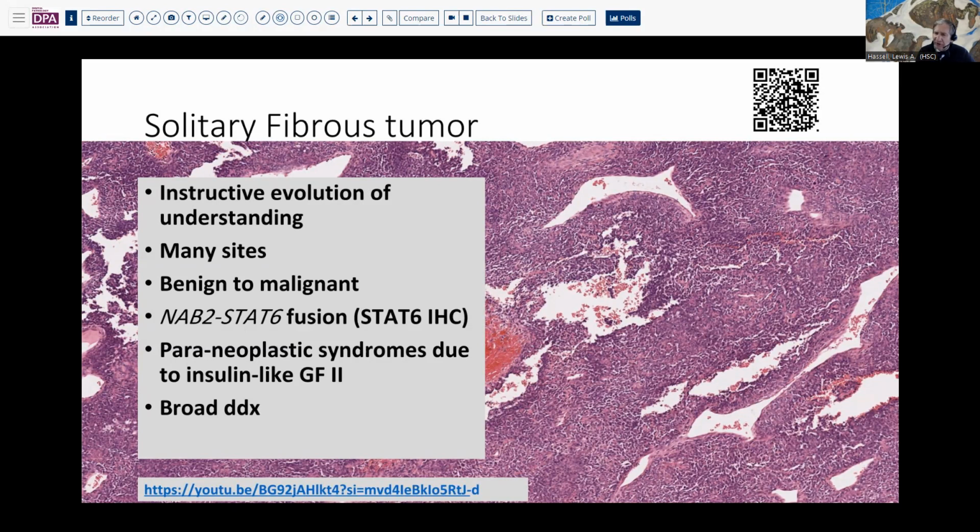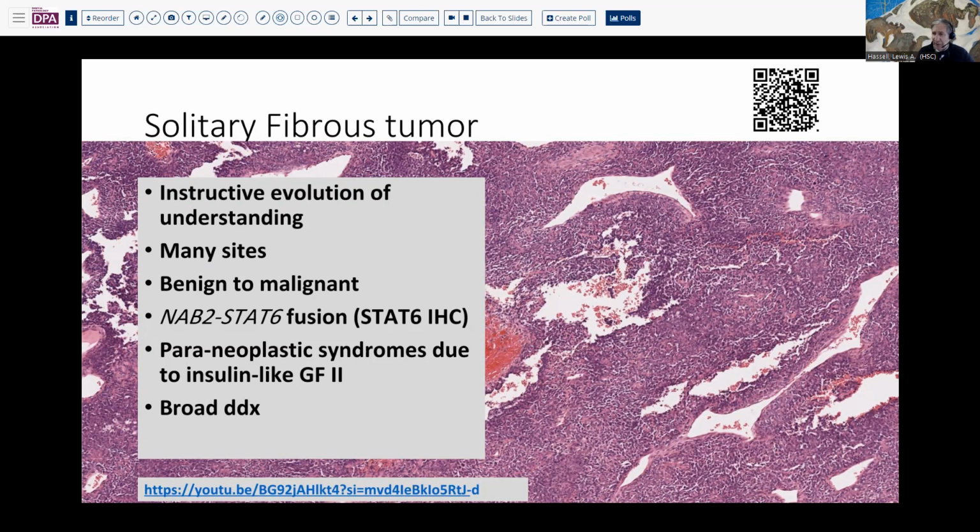So this was a lesion that was first identified as sort of fibrous mesothelioma, a solitary fibrous mesothelioma occurring in the pleura mediastinal areas. However, over the course of my career, various people have made their own careers out of describing this lesion in new and additional sites.